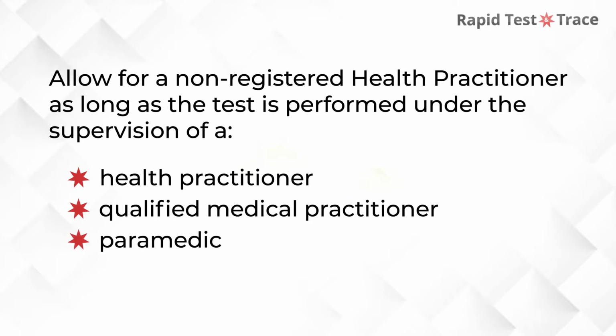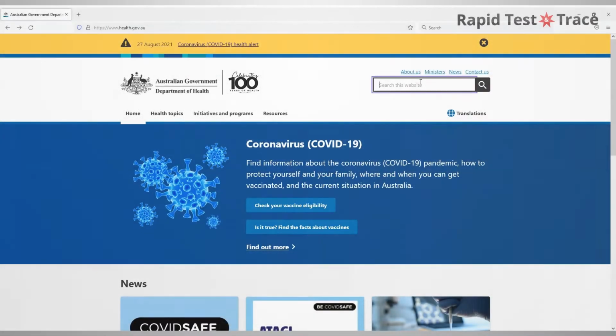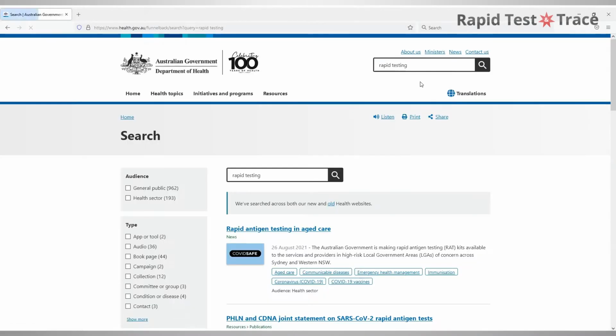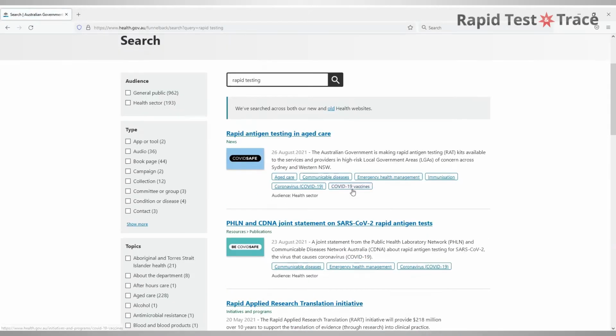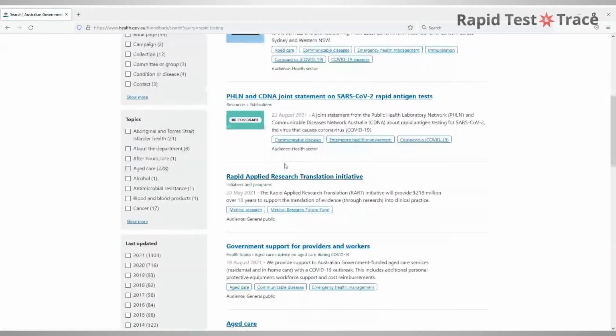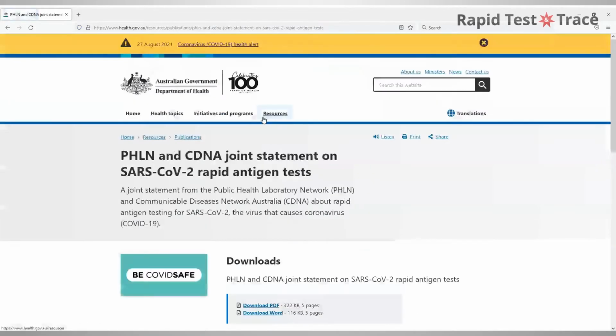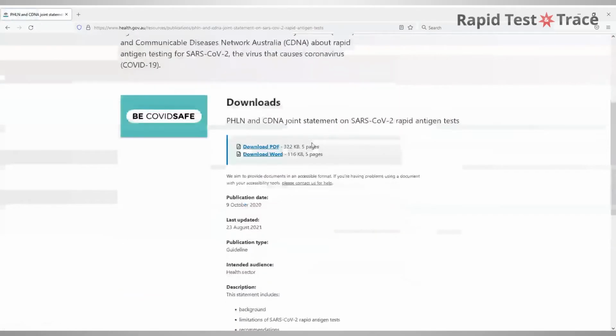The person performing the test must be trained in the correct use and interpretation of the tests. The health practitioner does remain responsible for the performance of the test and the interpretation of the results. Ensure your workplace has a rapid antigen testing policy and procedure implemented, as well as an infection control policy and procedure. For further information on this, please head to the Australian Government Department of Health website.